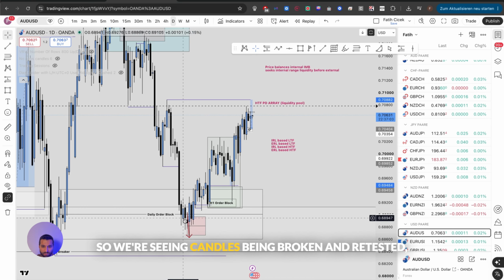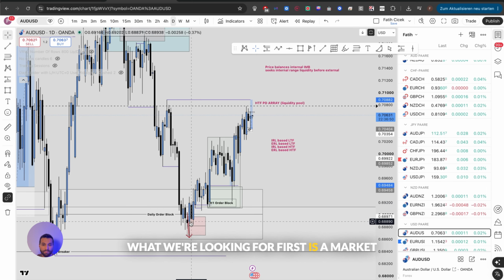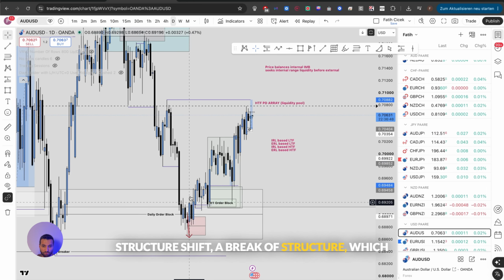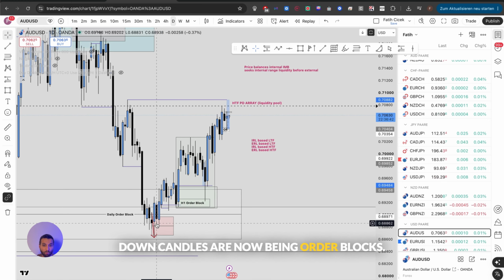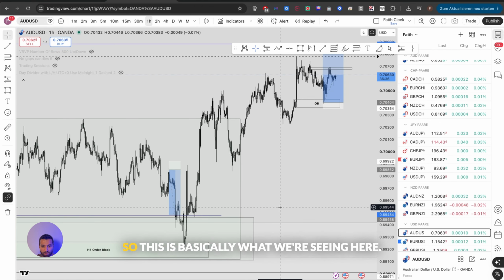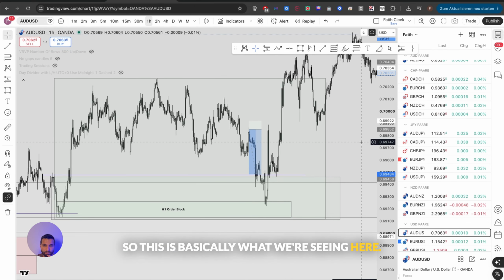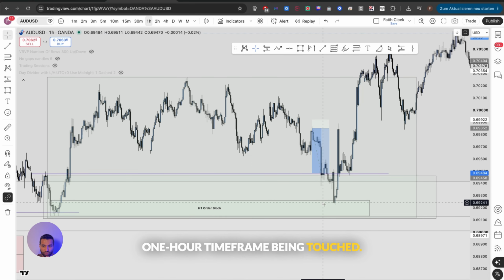That's exactly what it does here. So we're seeing candles being broken and retested, which makes those candles order blocks. What we're looking for first is a market structure shift, a break of structure, which basically confirms to us that these down candles are now order blocks. So let's go back to the 1 hour time frame. What we're seeing here is the 1 hour time frame being touched.